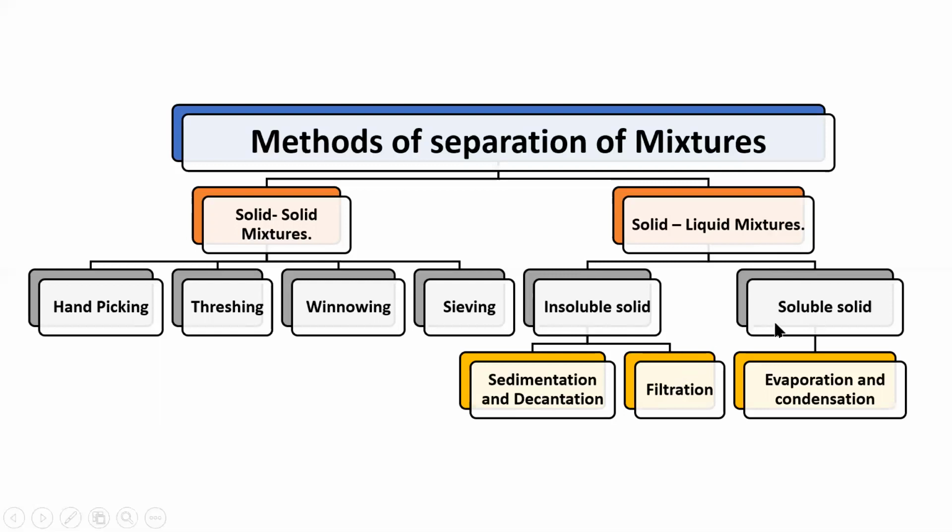Okay, now let's consider the case where the solid, that is the solute in that particular solution, is soluble. That means it dissolves into the liquid. Then how will we separate those components? For that kind of mixtures, we have to use evaporation or maybe condensation process. So what are all these processes? We are going to study these processes in detail in the second video of this chapter.